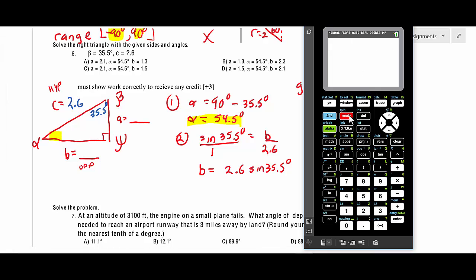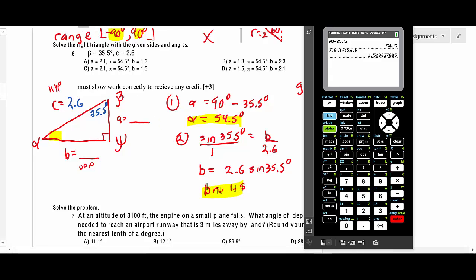So want to make sure you're in degree mode. Always check the mode that you're in. That's always really important. So we just go 2.6, and then we're going to multiply that by the sine of 35.5 degrees. And then that will give approximately, it looks like about 1.5. So that will give the second answer of the problem.